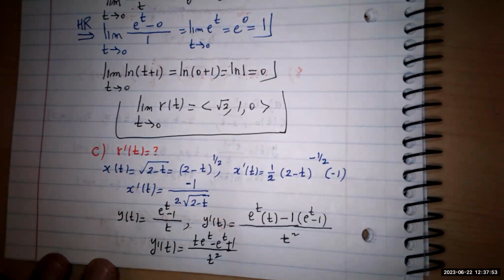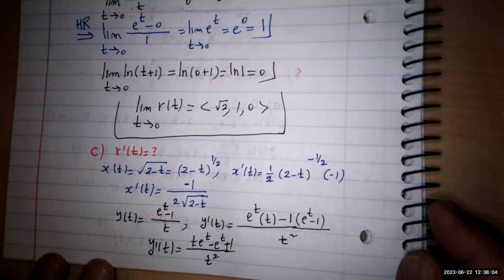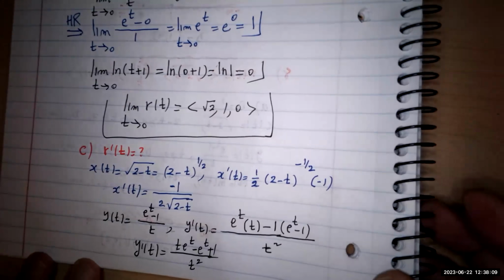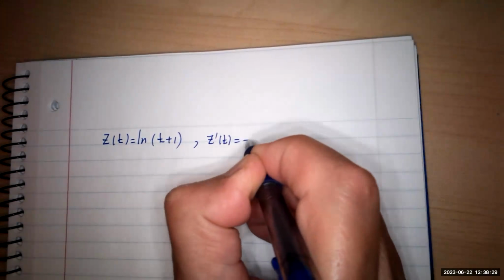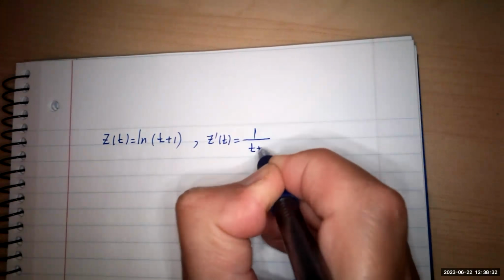Okay, so we did the second component. Now we have the third one: ln of 1 plus t. That would be easy to find. The derivative of ln u is u prime over u. Okay, are you done? So going to the third component, z of t, which is ln of t plus 1. You consider ln u, derivative would be u prime over u. So z prime of t, u prime would be 1, over t plus 1.